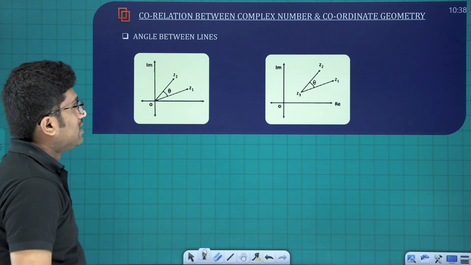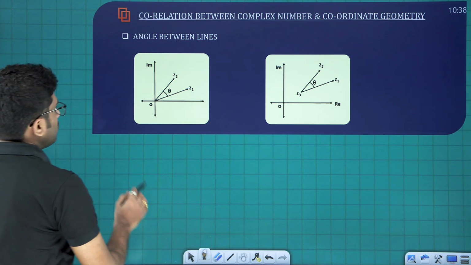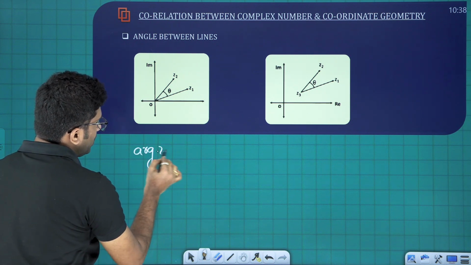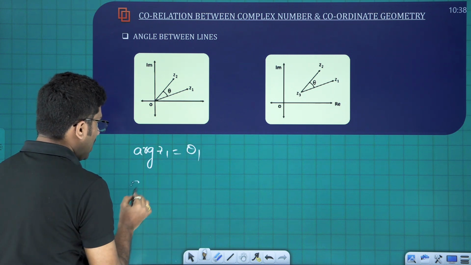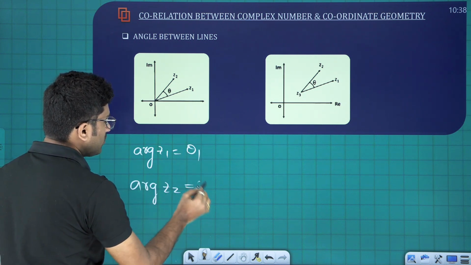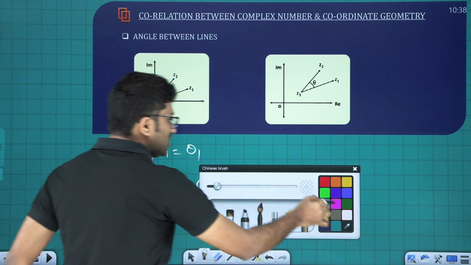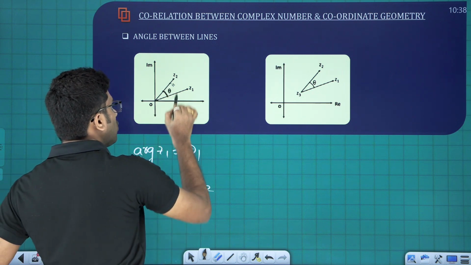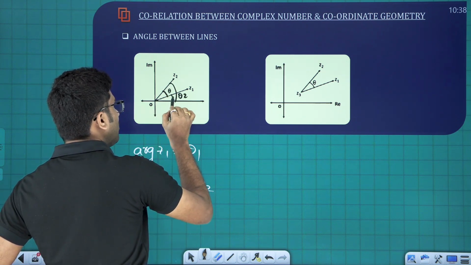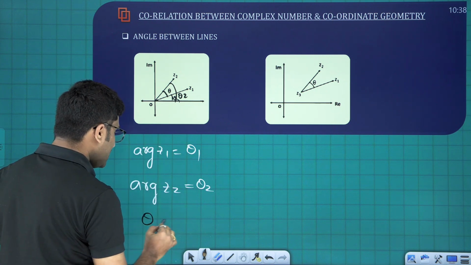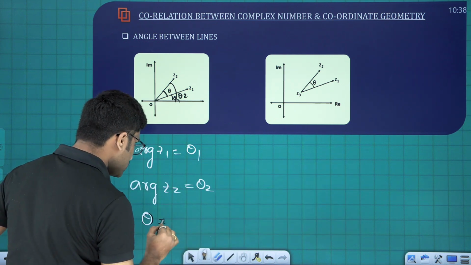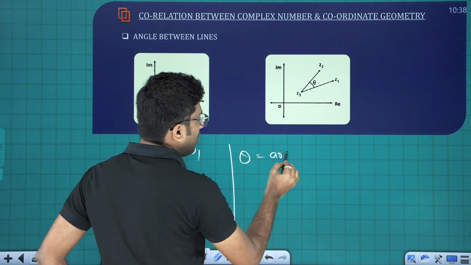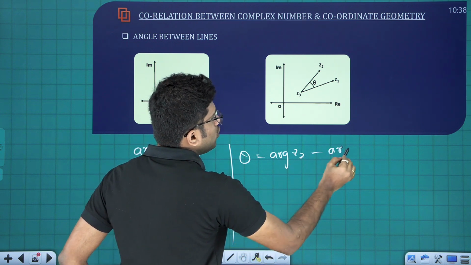Next, correlation between complex numbers and coordinate geometry. Same, friends, just now we have seen. Now see, let's say argument of Z1 is some theta 1. Argument of Z2 is equal to some theta 2. Okay. Now, suppose this is the angle theta, now this whole is theta 2 and this is theta 1, no? So, for sure, theta is equal to theta 2 minus theta 1. That means theta is equal to argument of Z2 minus argument of Z1.